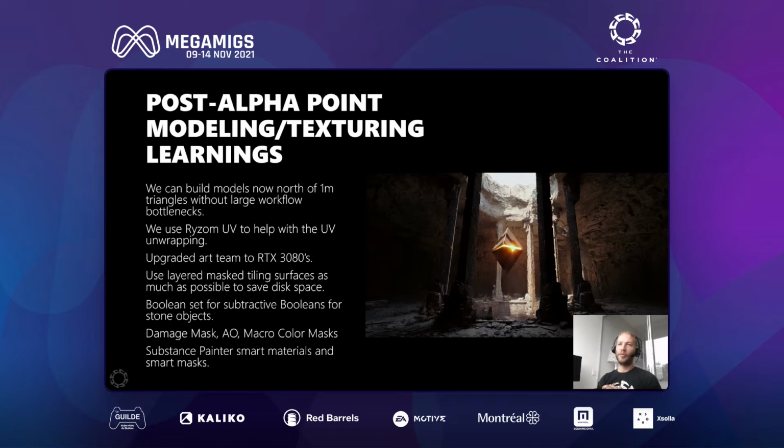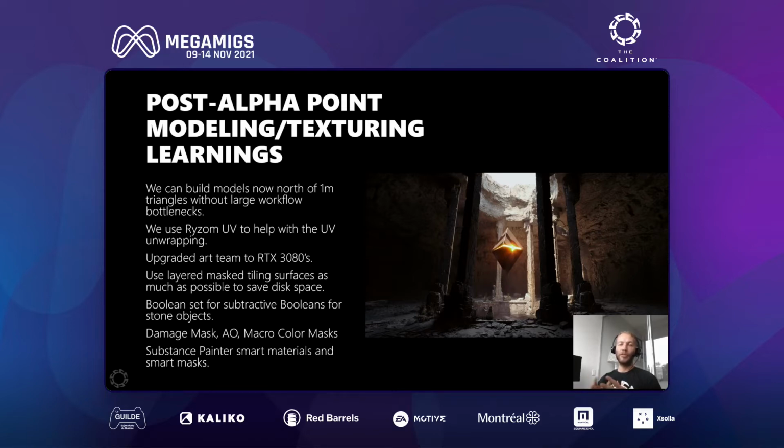One big discovery was using Rizom UV to help with the UV unwrapping. That's really accelerated the UV unwrapping of high triangle meshes. We've since upgraded the whole art team to RTX 3080s, which has definitely helped with the high polygon modeling. And we have also switched to a layered Mass tiling material. So basically we're layering in different material types with Mass, and this has allowed us to save a lot of disk space as we're not baking out a lot of per object textures.